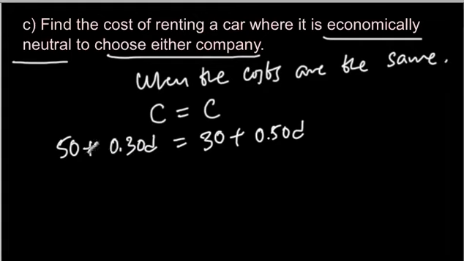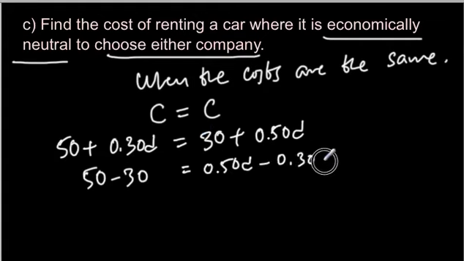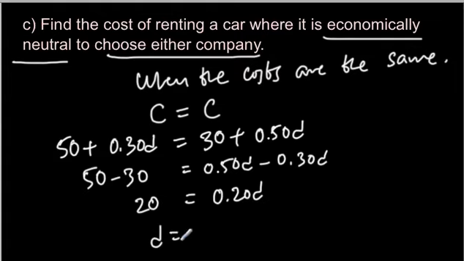So let me just solve this. I can subtract 30 from both sides, so it'll be 50 minus 30. And then I can subtract 0.3D from both sides, so it's 0.5D minus 0.30D. So this is 20 is equal to 0.20D. Now, if you want to solve for D, D is simply 20 divided by 0.20. Using your calculator or some mental math, this is equal to 100.